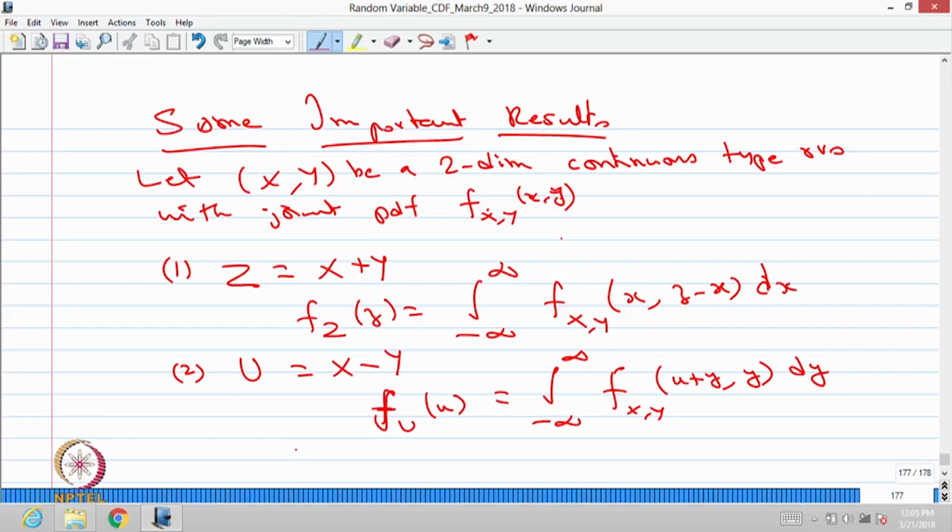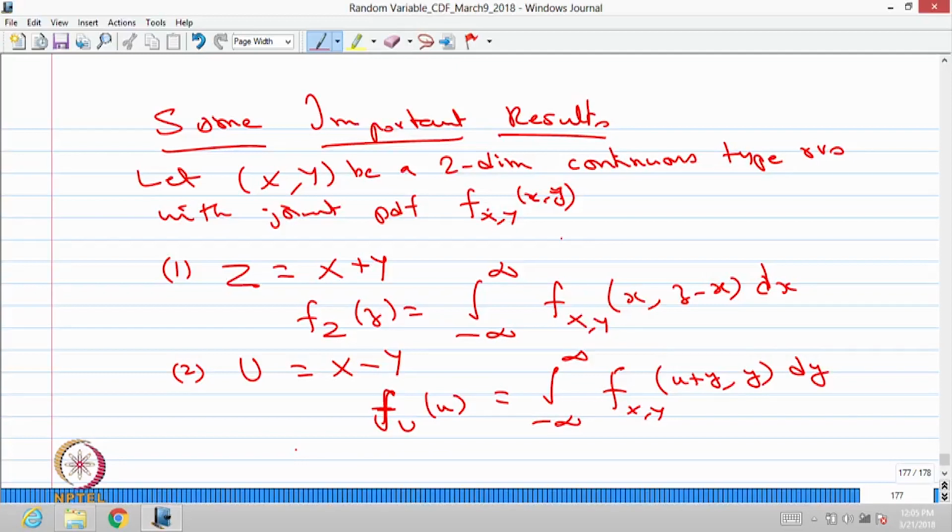That means we are applying the theorem by suitable inclusion of one dummy random variable, getting the joint distribution, then getting the marginal distribution from the joint distribution. So that is what this result says. The probability density function of z is integration minus infinity to infinity the joint probability density function of x comma y by replacing x by x and replacing y by z minus x.